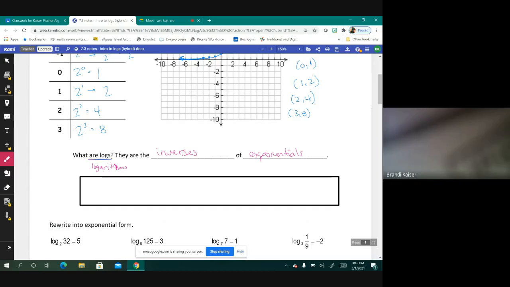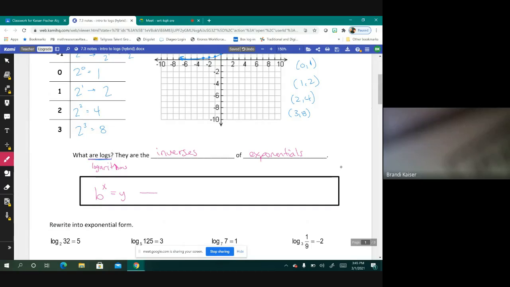For our exponential, there's always a base number, right? And it's always to some power, and this is where our variable would go. So I'm going to call it b to the x power. That would be how the exponential is set up, and it would equal y. So b to the x equals y is how we would write an exponential.